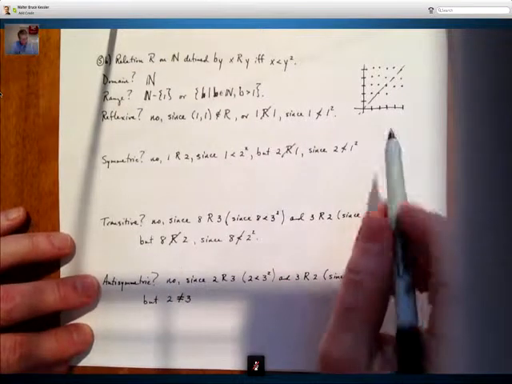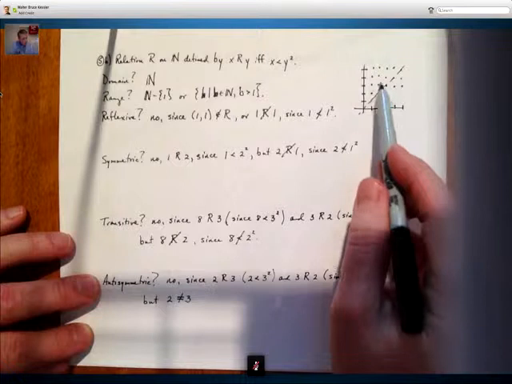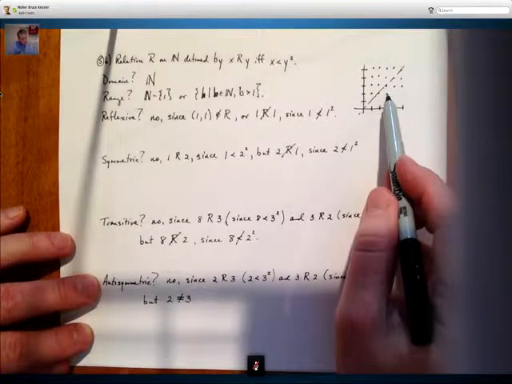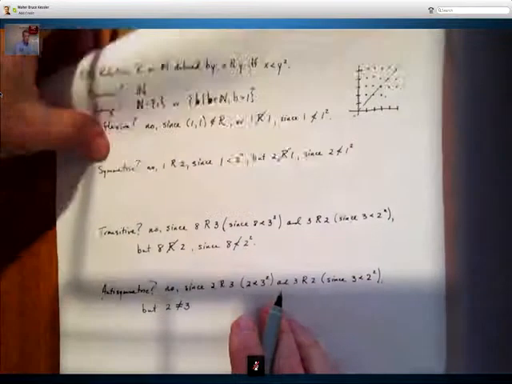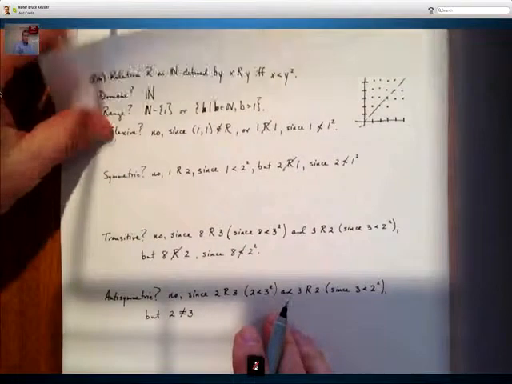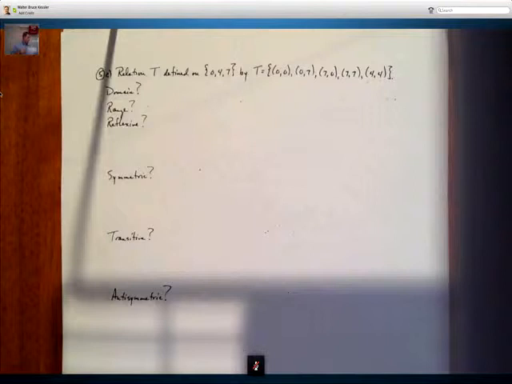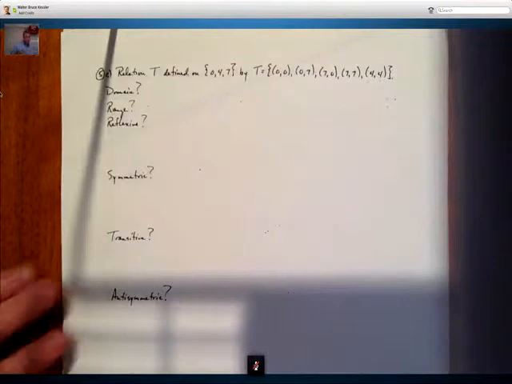And then anti-symmetric. Yeah, we've got things that do cross this that aren't equal to each other. So there you go. Okay.